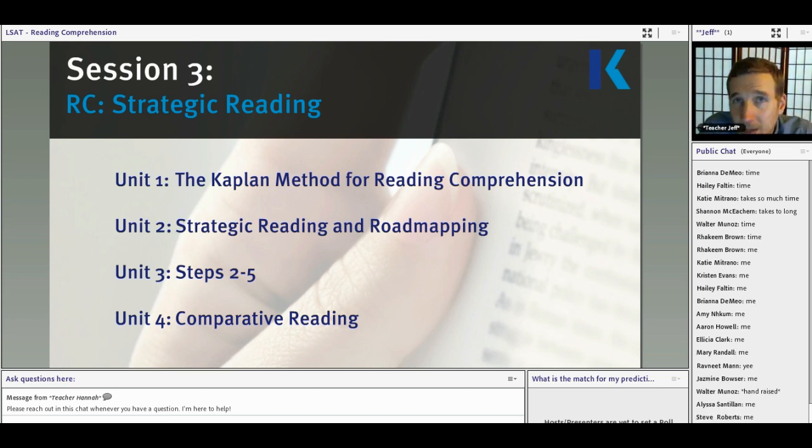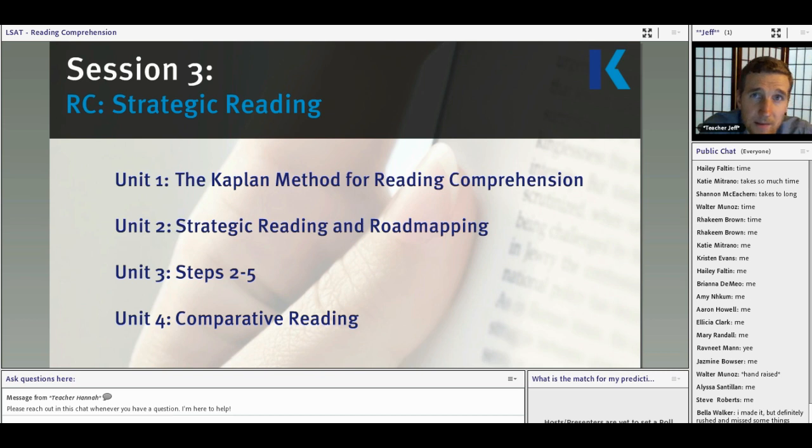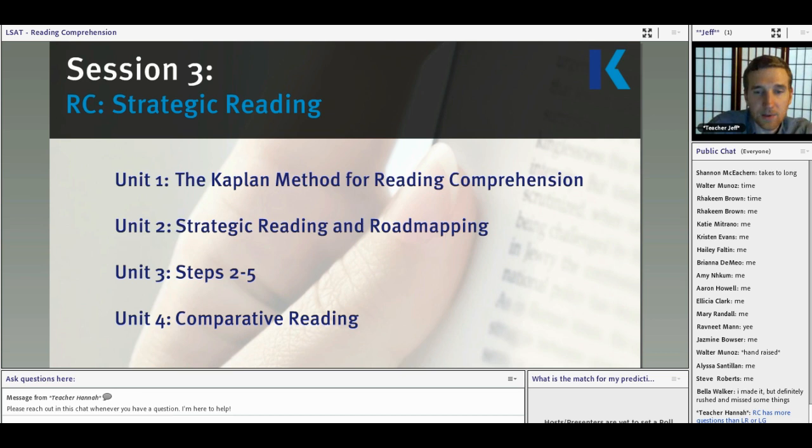But for many, many, many students, we see timing being a huge issue in reading comp because of the length. Really, reading comprehension is the longest section on the test, not only because you have these really long passages to read, but also because you have the most questions in reading comp. Reading comp has 26 to 28 questions in the entire section. It's more than any of the others, all right?